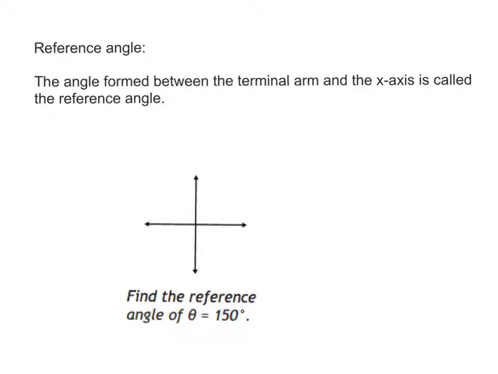Reference angle is the angle formed between the terminal arm and the x-axis. So find the reference angle of 150 degrees. So 150 degrees, we'll draw that first. That would be around there. 150 degrees is called the principal angle.